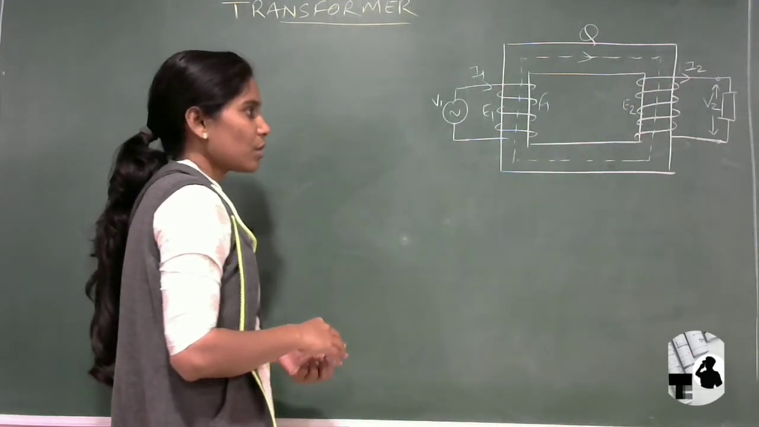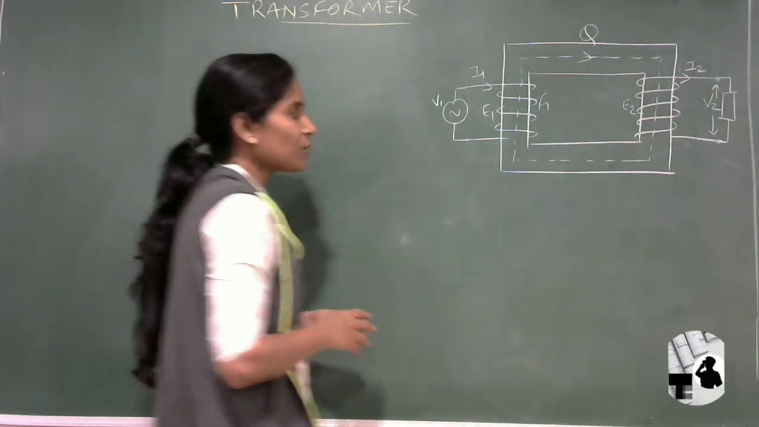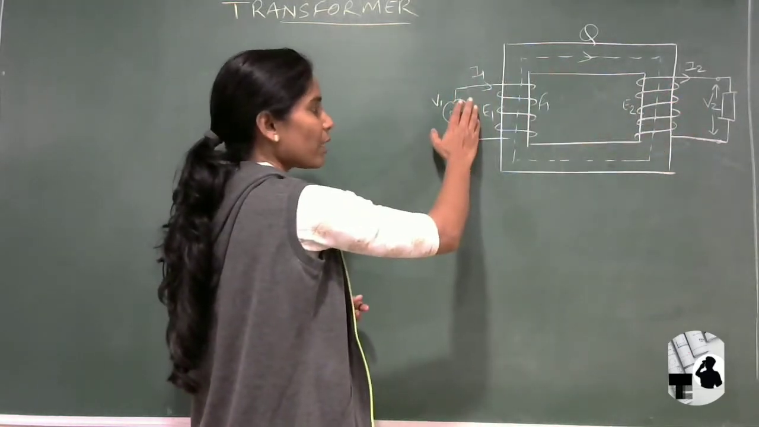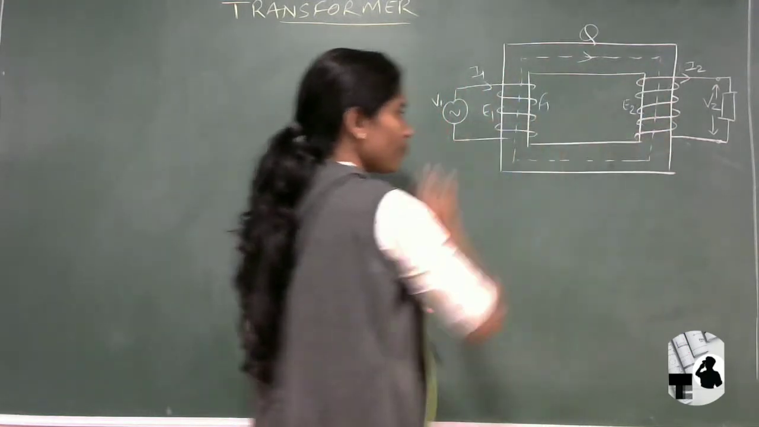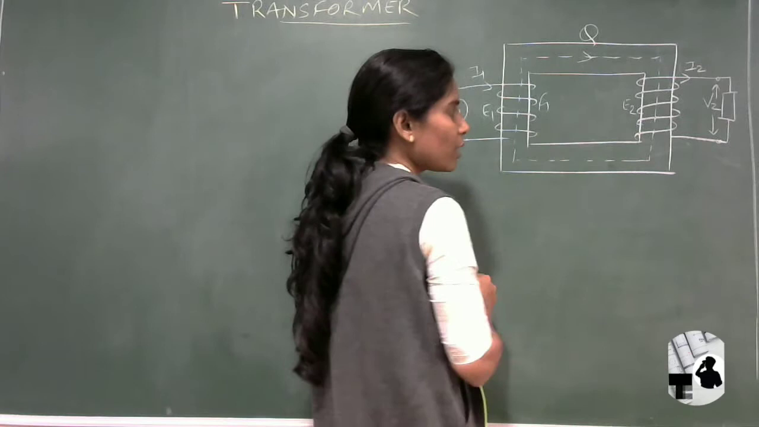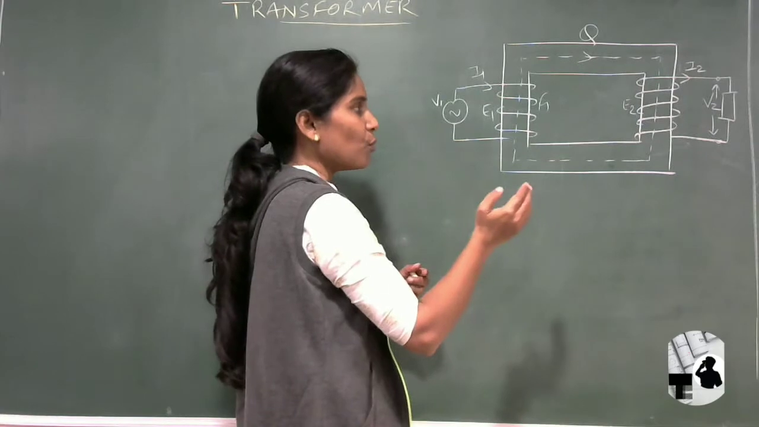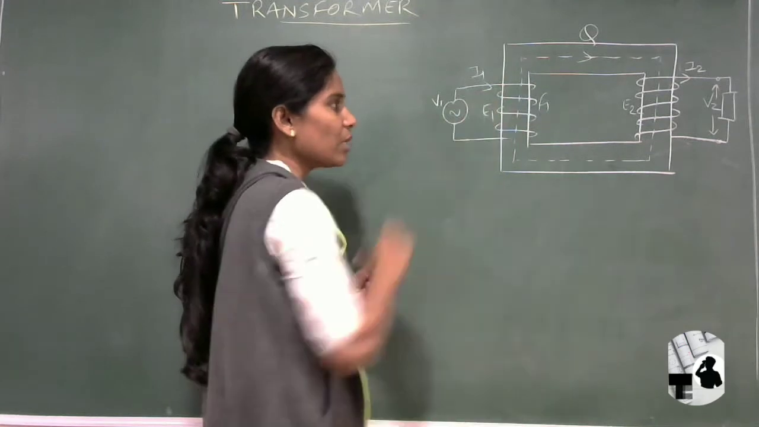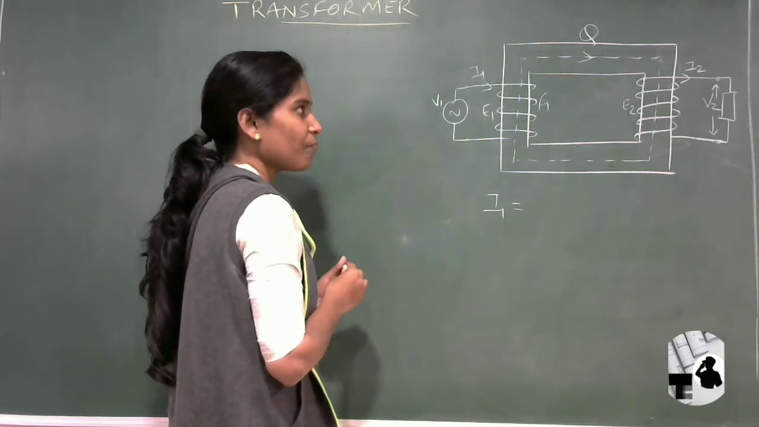In the last class we were working on the no-load case. At that time we saw that even in the no-load condition we still got some input current, and that entire input current was utilized for the magnetizing effect. It was just magnetizing the transformer core. But now the load is also connected, that means I2 is flowing, so the input supply current I1 will also increase.